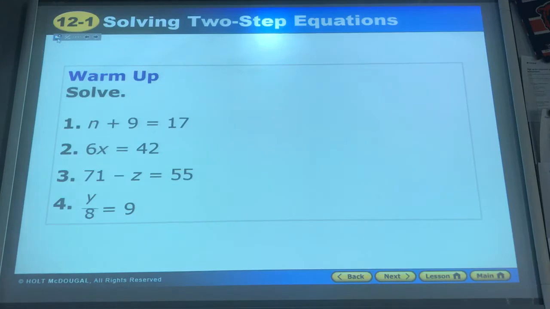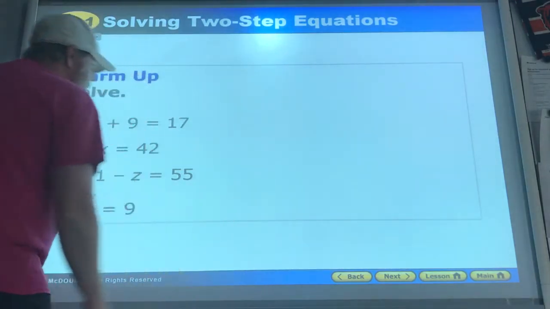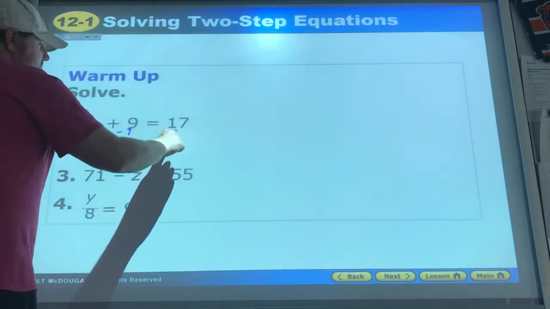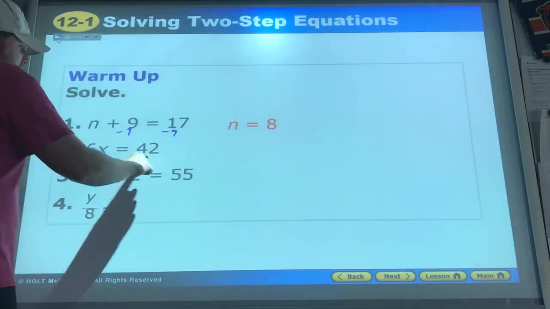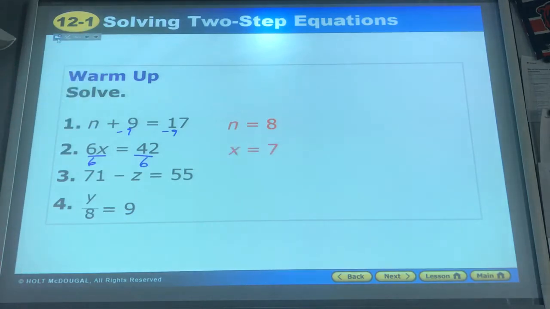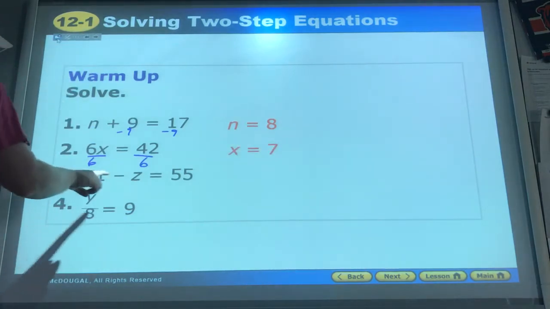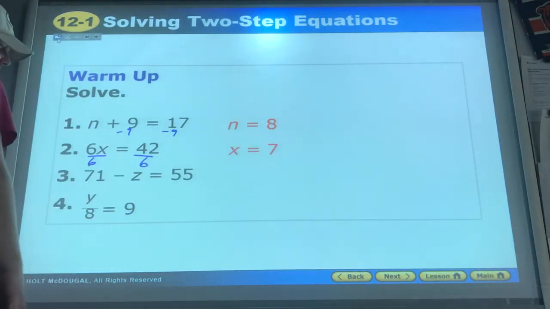All right, to do this, we have to know our inverse operations. Subtract 9, n is 8. Multiplication undone by division, x is 7. 71 minus z, oh, they had to be a pain.